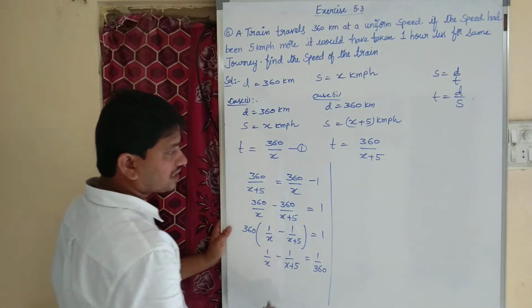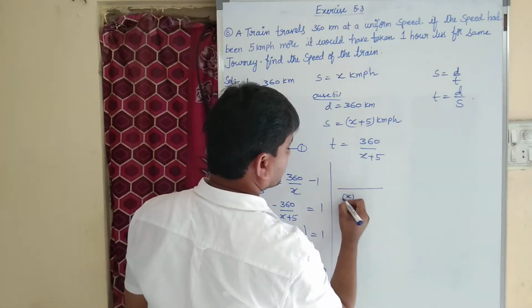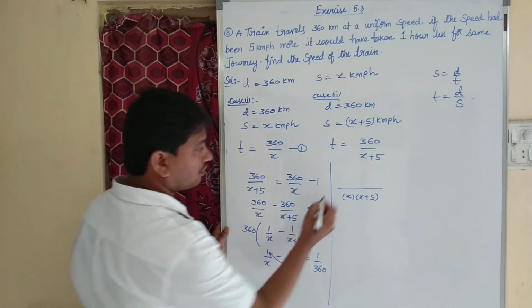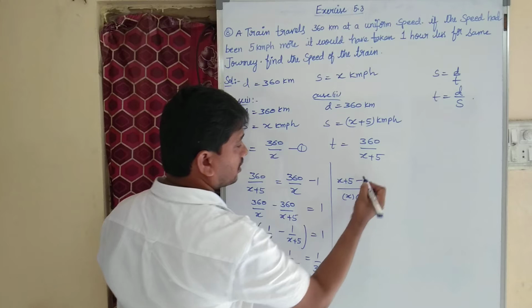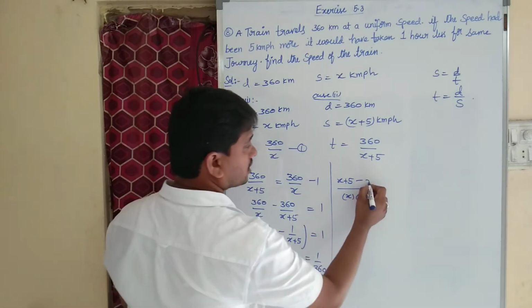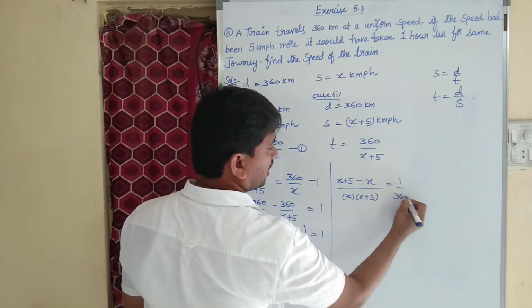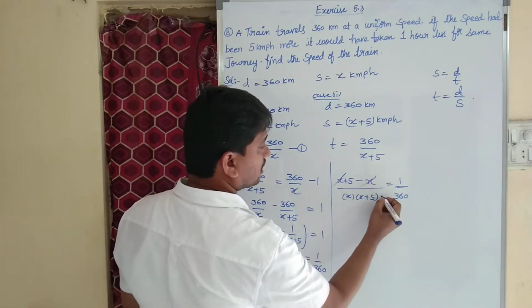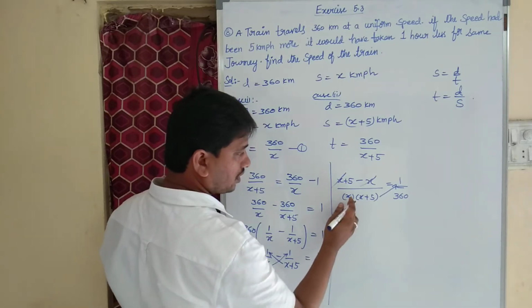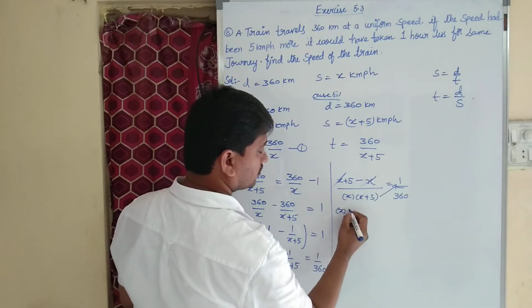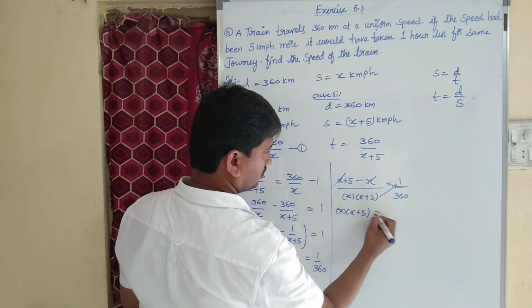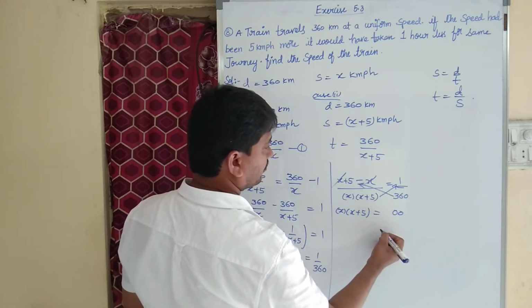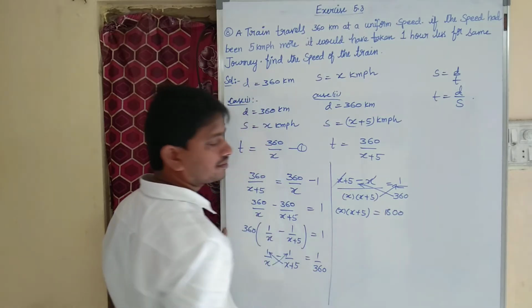Now what is the LCM of x and x plus 5? The LCM is x into x plus 5. So (x plus 5) into 1, minus 1 into x, equals 1 by 360. Plus x minus x cancel. So cross multiplication, x into x plus 5 equals 360 into 5, which is 1800.